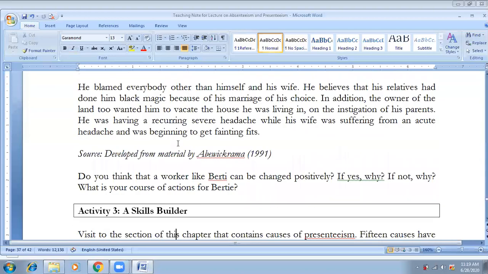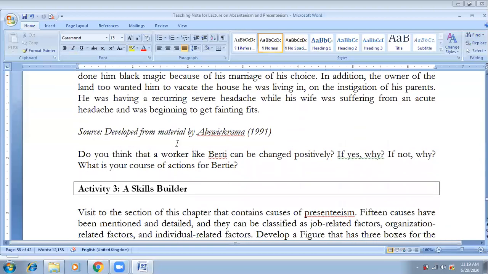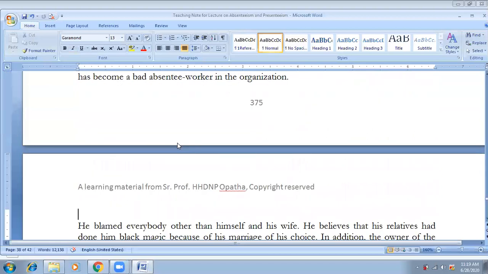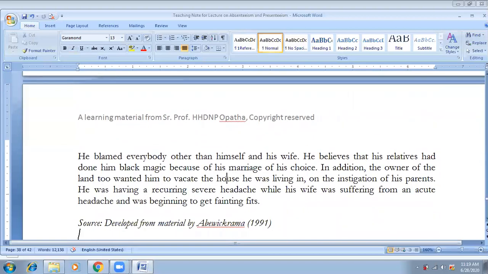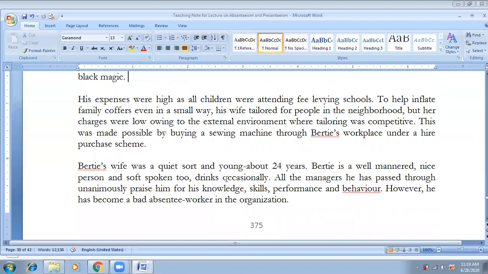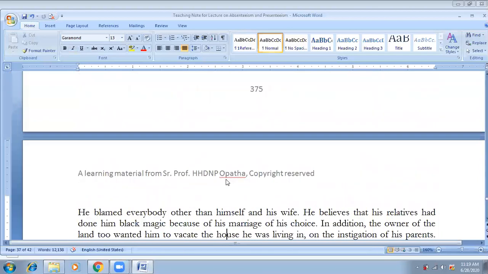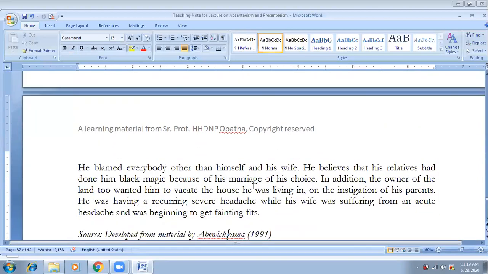Right. Okay, then another thing: can we invite, this was an actual case. So in that actual case, the relevant human resource manager and the relevant superior invited Bertie's wife also. Then they gave counseling to her. Normally the wife's influence is important to change the husband.